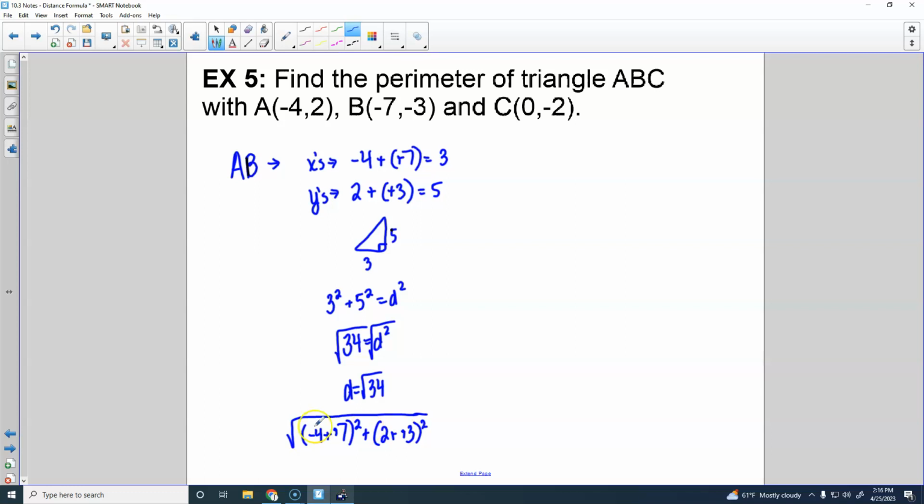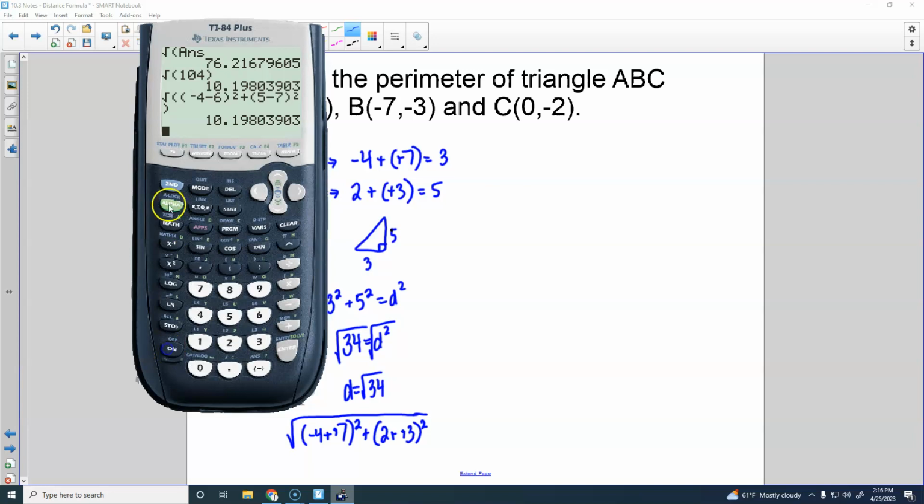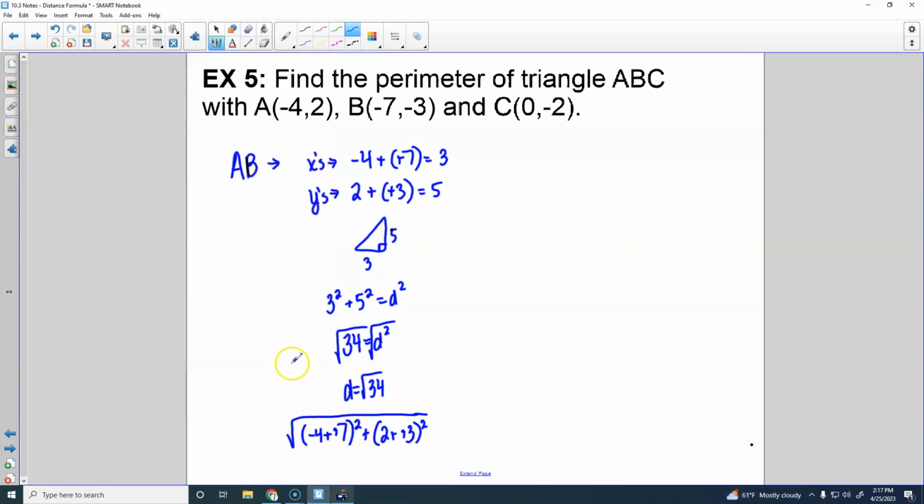You do also have the option. I'm going to show you why I'm not putting in the decimal here in a second. You could just do negative 4 plus 7 squared plus 2 plus 3 squared. That will give you 34. No, it's underneath the square root there. Or if you put it under the square root, you'll get the answer. So there's AB. We've got square root of 34. If you want to do the decimal, it's fine.